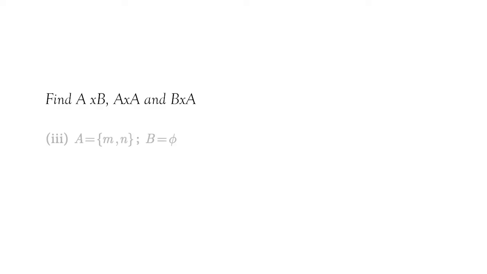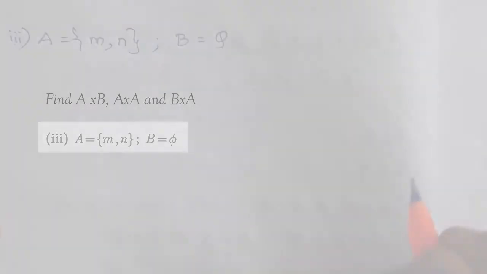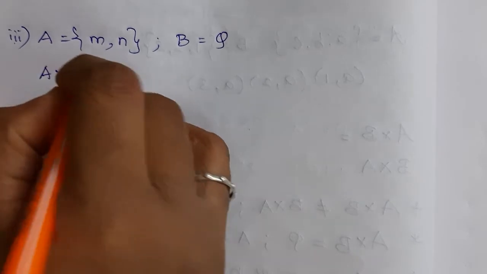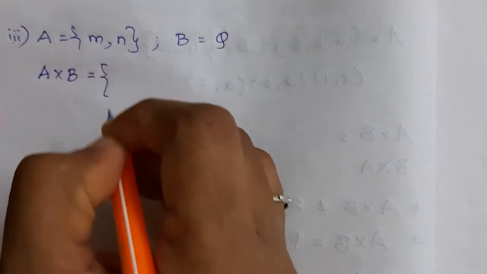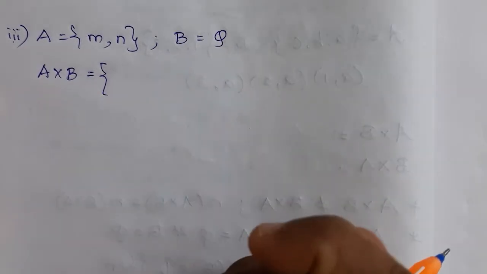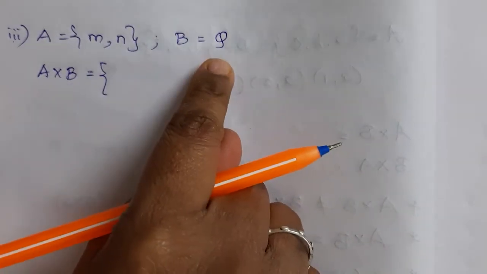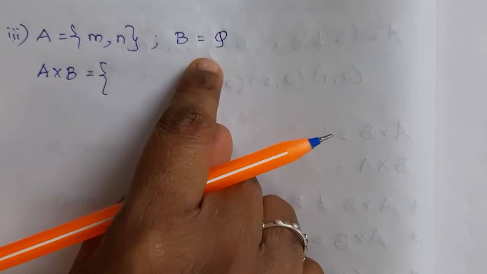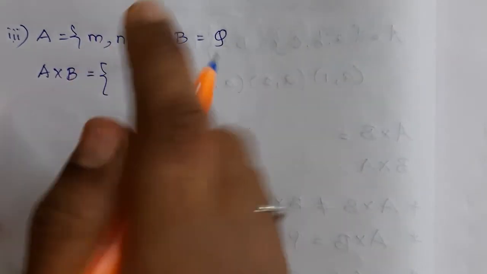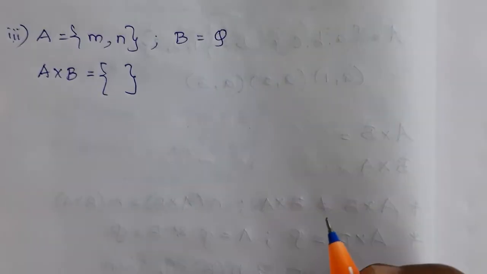Third subdivision, set A is equal to {M, N} and set B is equal to the null set. For these two sets, you are supposed to find A cross B. So what is A cross B? Writing the elements of sets A and B in terms of ordered pairs. There is no element in set B, so you cannot write the elements in terms of ordered pairs. So A cross B is going to be a null set.